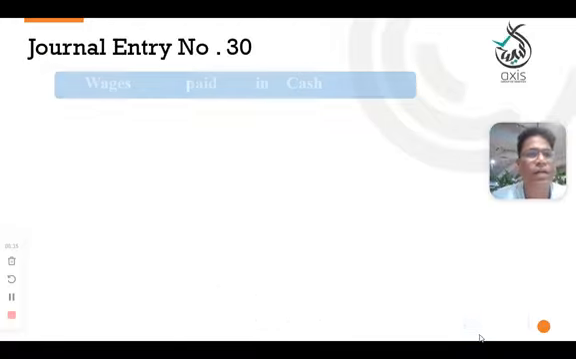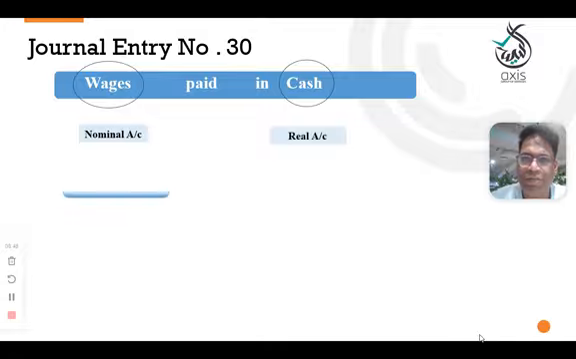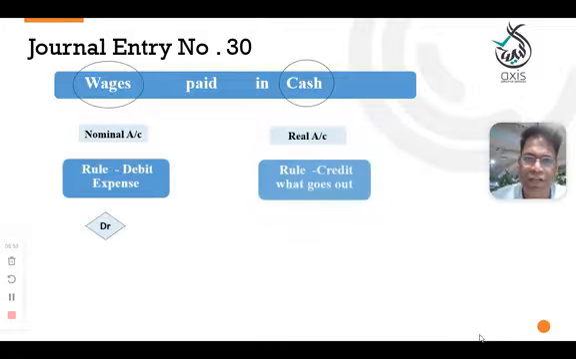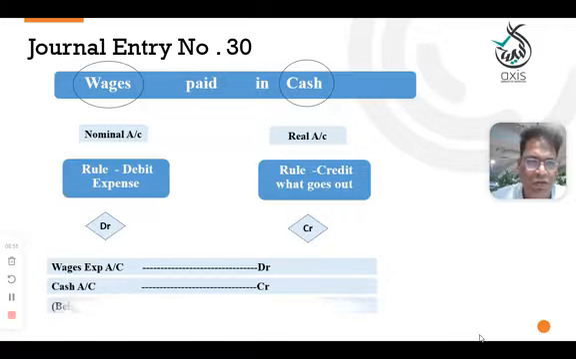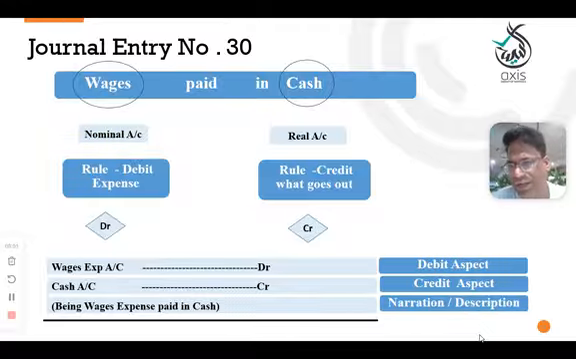Next, entry number 30 is wages paid in cash. What is the meaning of wages? This is one type of salaries. We'll explain in more detail in a further class when we discuss the natures. Nominal account is the name of the expenditure. Paid means expenditure. Real account, paid means cash is going out, credit. Wages account debit to cash account, being the wages paid in cash. Debit aspect is the name of the expenditure. Credit aspect is the real account, and narration on the line.